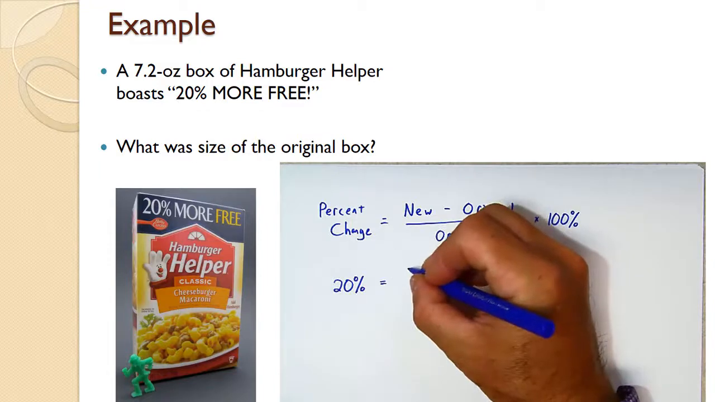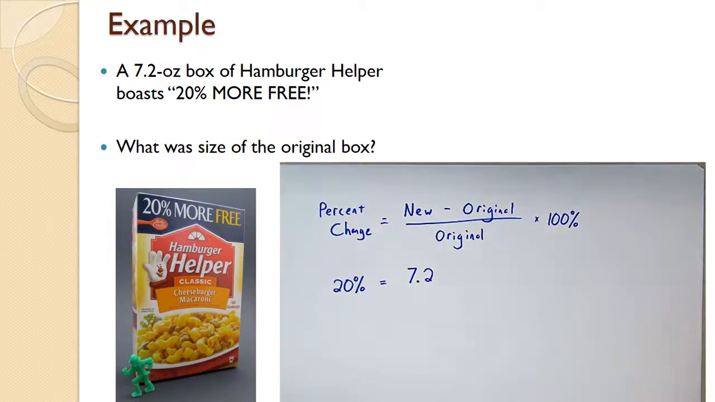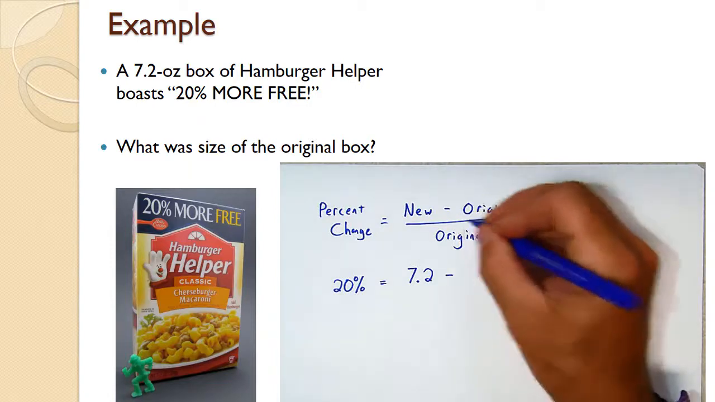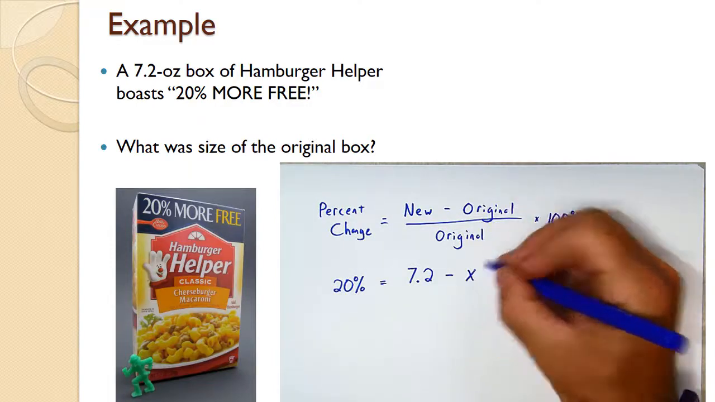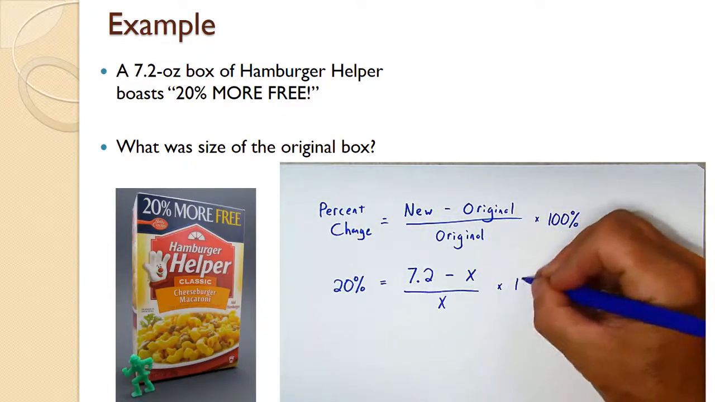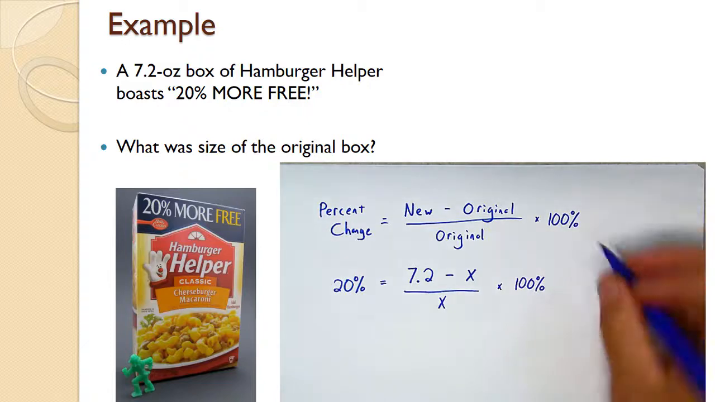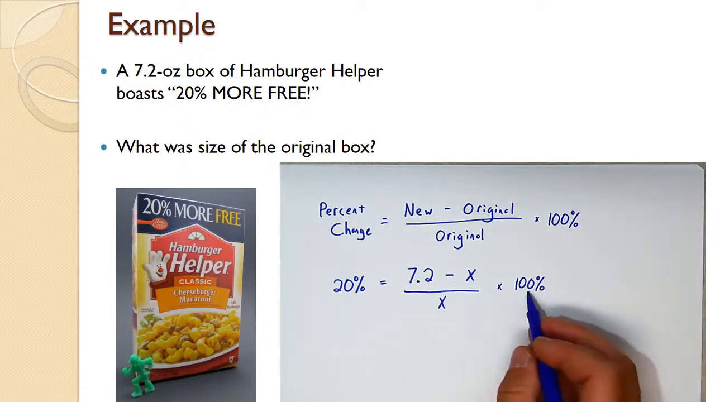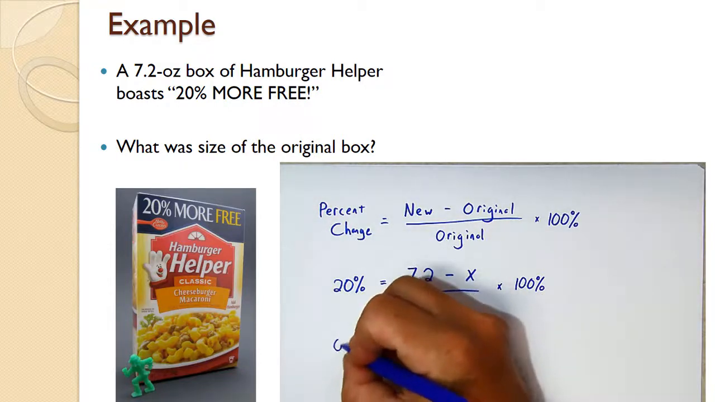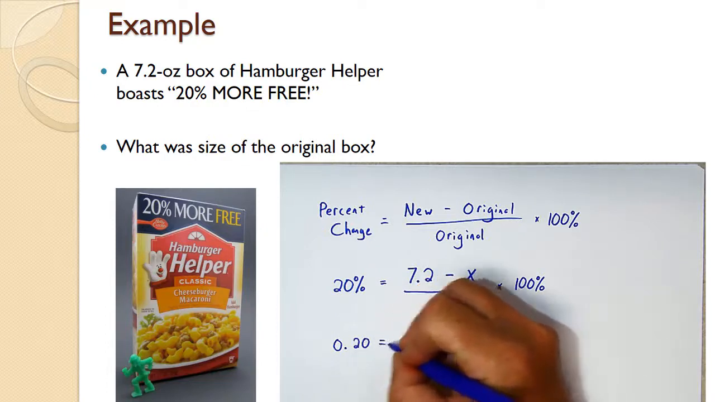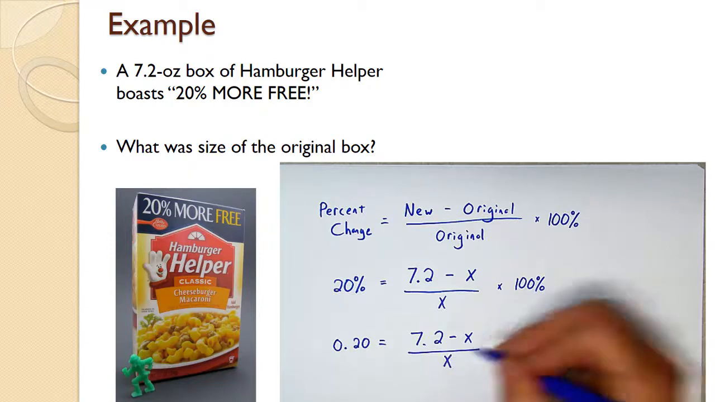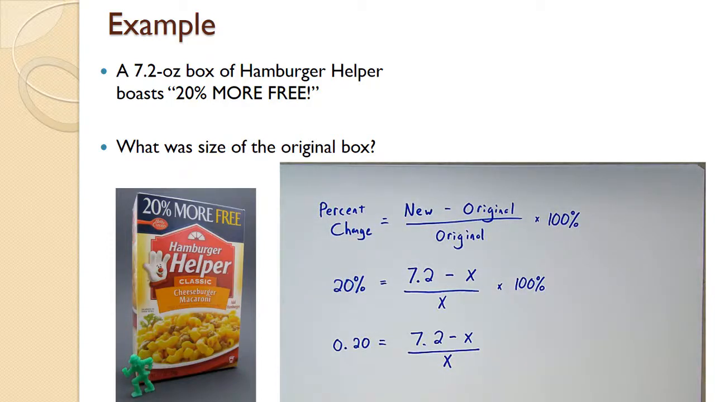Now our new amount, we know what that is. That's 7.2. We'll leave the units of ounces off of here. Our original amount, we don't know what that is. O is a bad variable. It looks like 0, so we're just going to use x here over the original amount of x times 100%. Now if we divide both sides by 100, that basically peels this off the right and turns this into a decimal on the left. So we could say 0.20 is equal to 7.2 minus x over x, and we're going to have to do a little bit of algebra here.